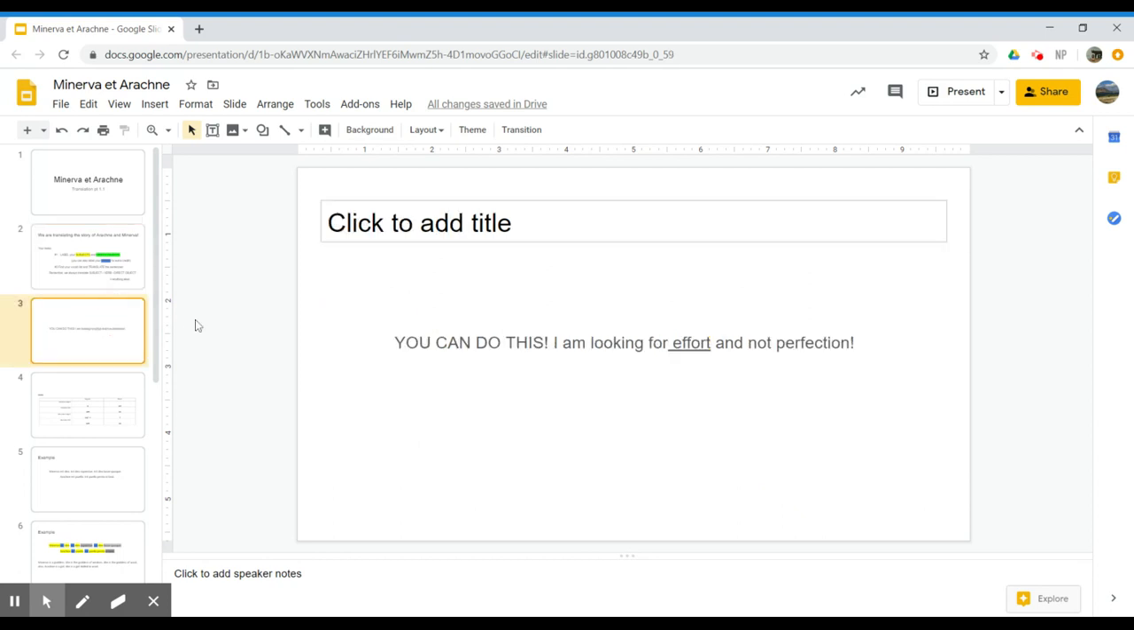Included this slide just to remind you that I'm looking for effort here. If you've got all of the vocab words, you've got them all looked up, but you don't get them in quite the right order, our labeling is supposed to help you put it in the right order.